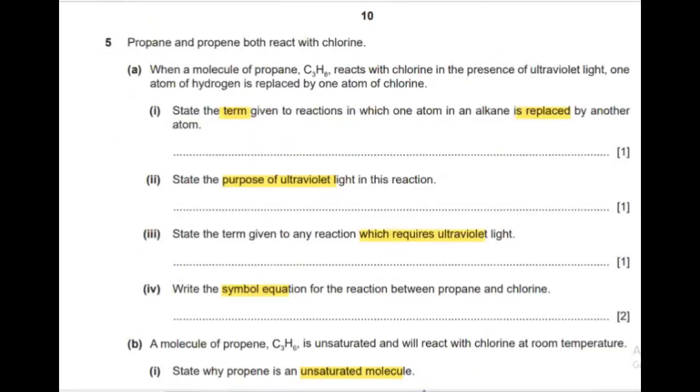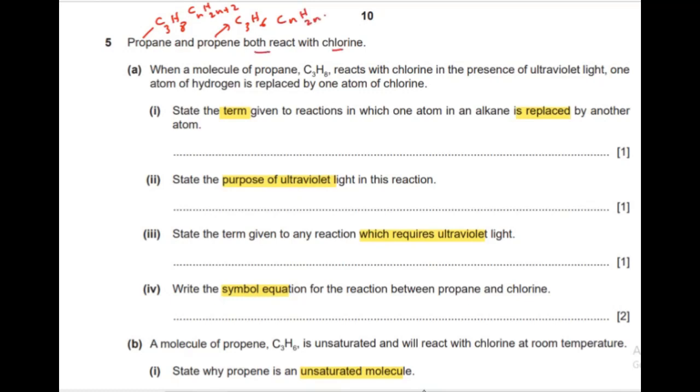Then this question is regarding organic chemistry. Now propane and propene both react with chlorine. Propane and propene both are hydrocarbons. Propane is C3H8 and propene is C3H6. The general formula of alkane is CnH2n+2, whereas the general formula of alkene is CnH2n. So just think about this.